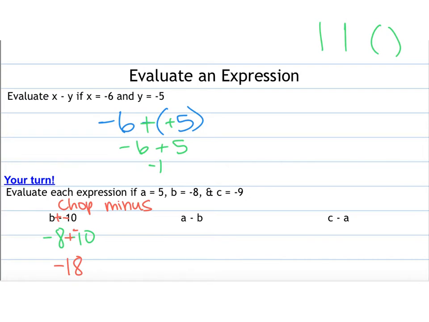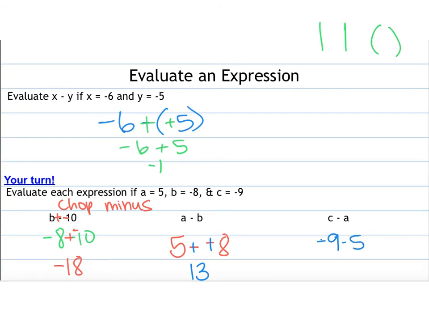All right, a minus b. Well, a is 5. B is negative 8, and you are subtracting a negative 8. Change the subtraction into addition. Make the negative into a positive. 5 plus 8 is 13. Next one, c minus a. C is negative 9 minus a, which is 5.